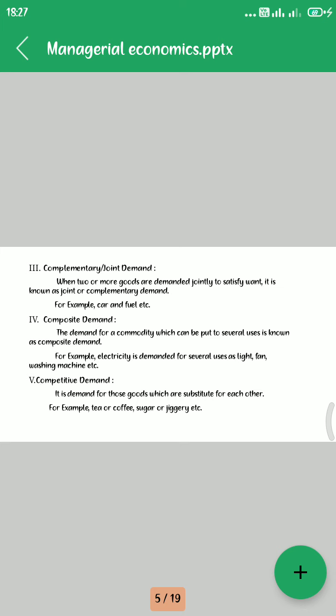Fifth, competitive demand. It is the demand for goods which are substitutes of each other. For example, tea or coffee, sugar and jaggery, etc.